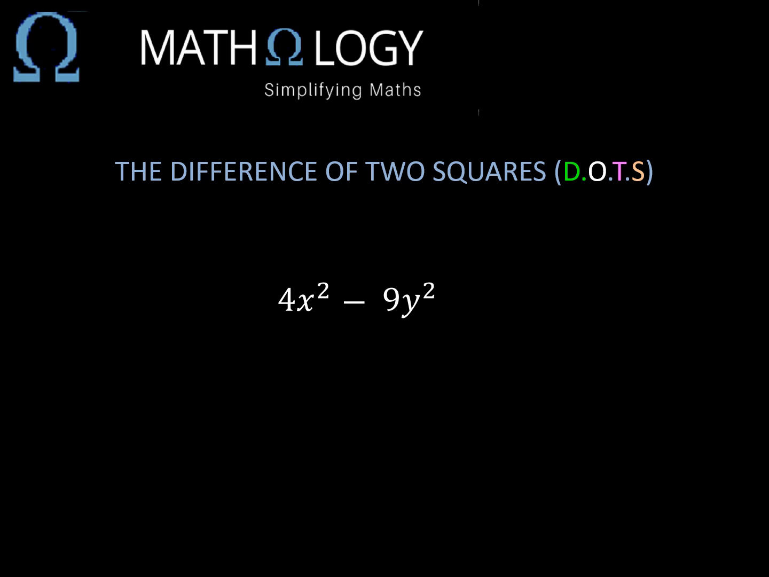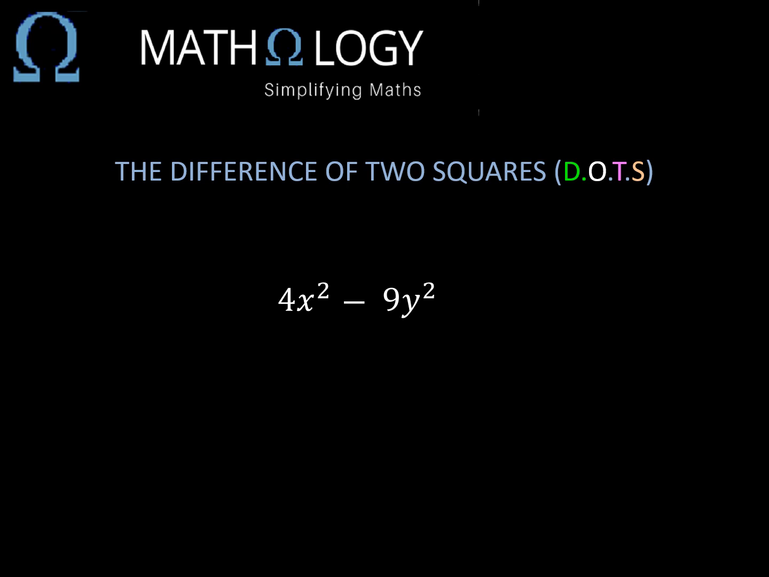To factorize 4x squared minus 9y squared, first note the following. We first look for any common factors, of which there aren't any. The expression contains only two terms, which are separated by a minus sign. And each term has a perfect square root. We can therefore factorize this expression using the difference of two squares.